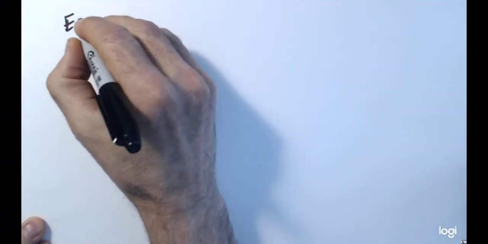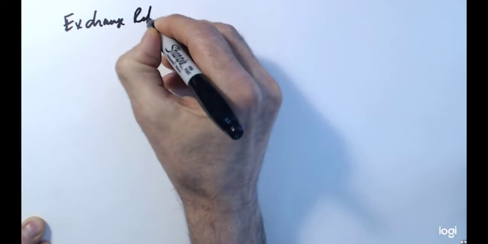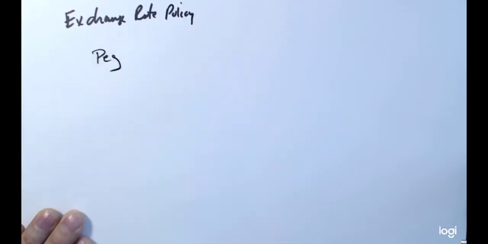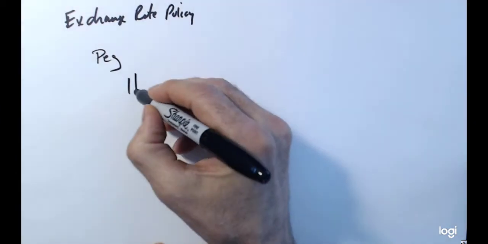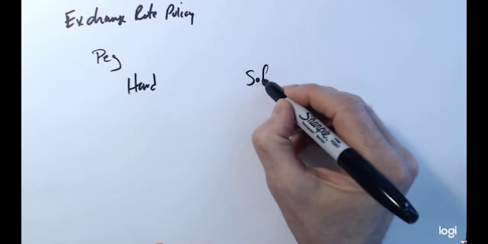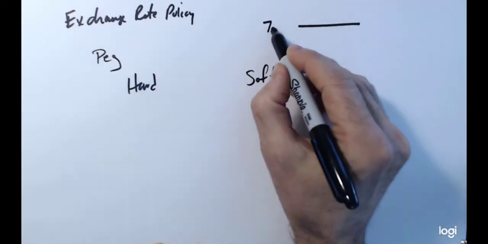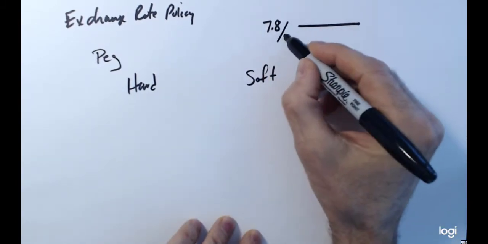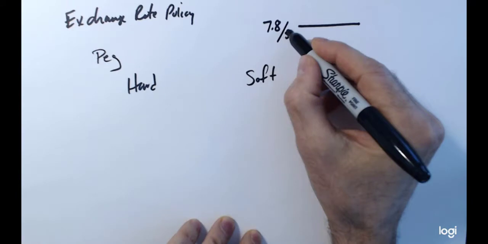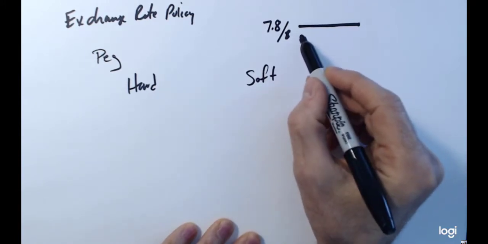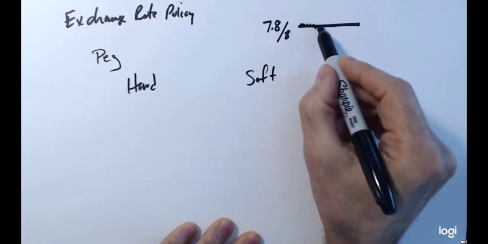So what is exchange rate policy? It's a policy instituted by the government of a country to keep its exchange rate fixed. Now, fixed is sometimes called a peg. It's the peg of a currency to another currency. And the peg could be a hard peg, or it could be a soft peg. A hard peg would mean you'd keep the exchange rate constant at 7.8 yuan to the dollar, as a recent example with China, and you wouldn't let it deviate at all. Yeah, that would be hard. And not only would it be a hard peg, it would actually be kind of hard to do because there's always going to be some wiggle room that's going to be allowed.